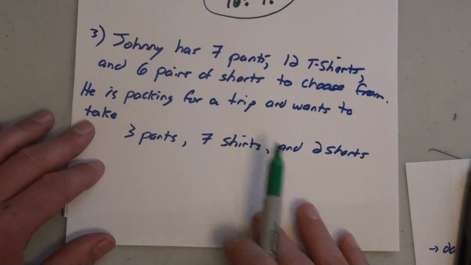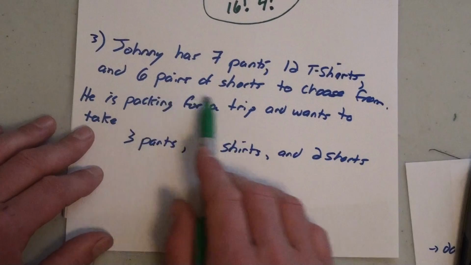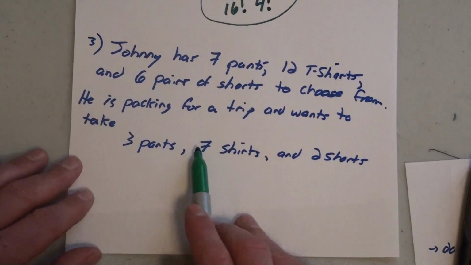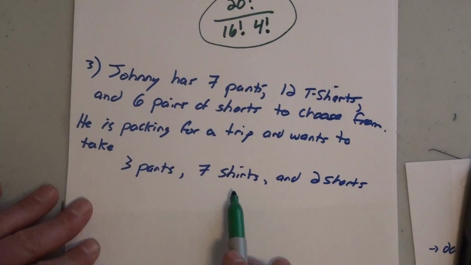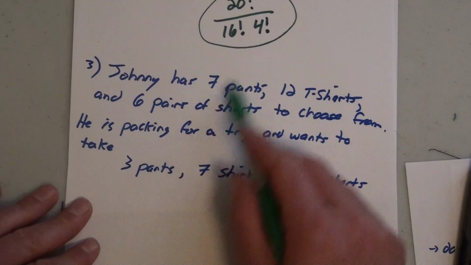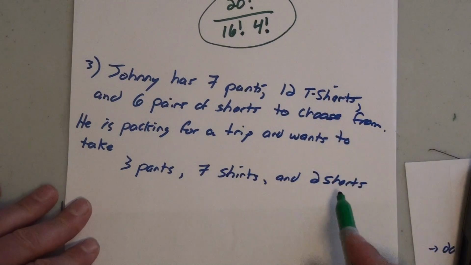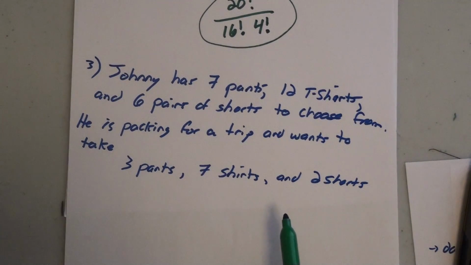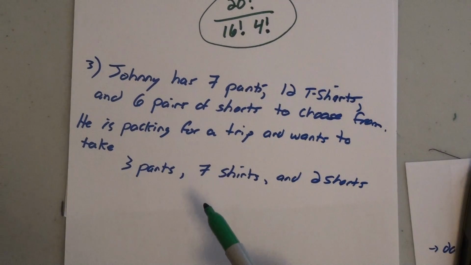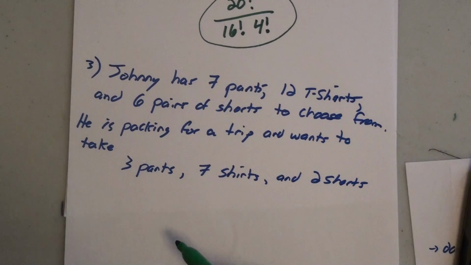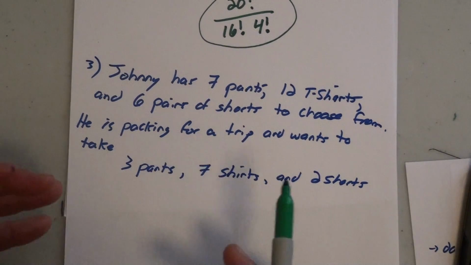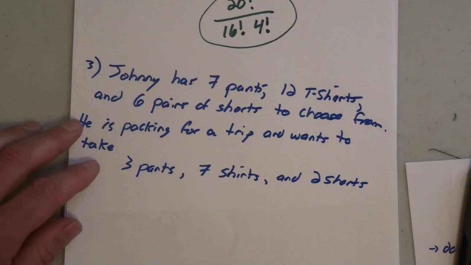Johnny has 7 pants, 12 t-shirts, and 6 pairs of shorts he can choose from. He's packing for a trip and wants to take 3 pants, 7 shirts, and 2 shorts. So he's not using all the pants, not using all the shirts, and not using all the shorts in his closet to take. Now he's packing the suitcase. It doesn't matter which one gets in first, which one gets in second, which one gets in third. It just matters that they're in the suitcase. He can sort it out later on his trip.